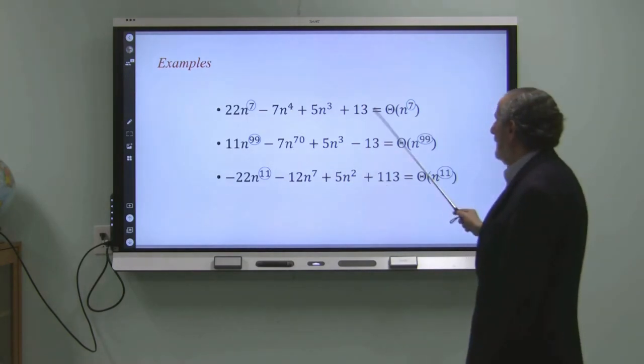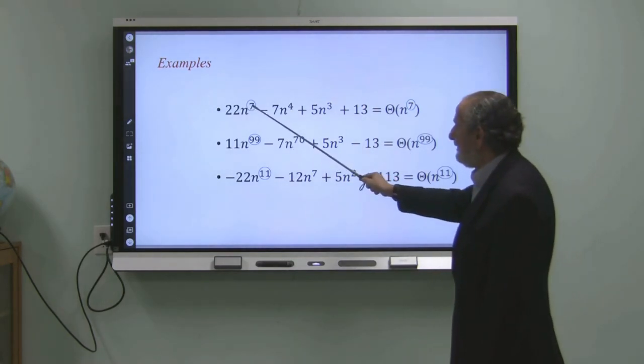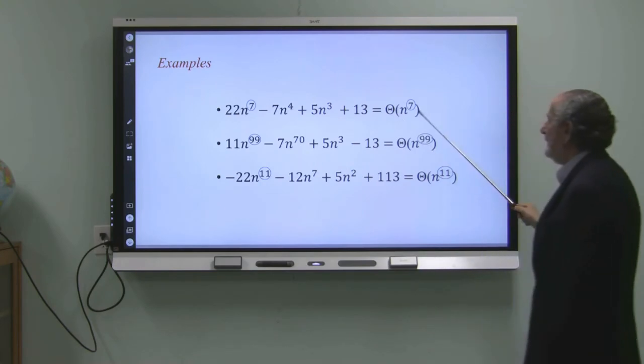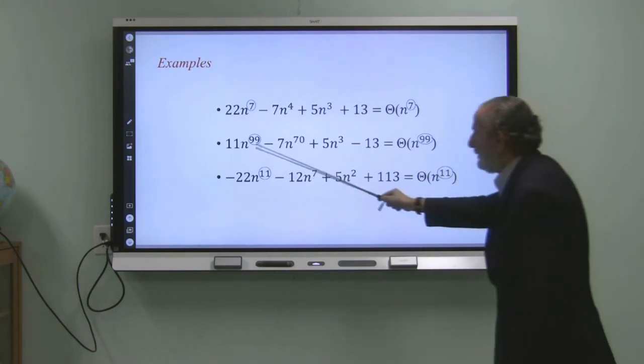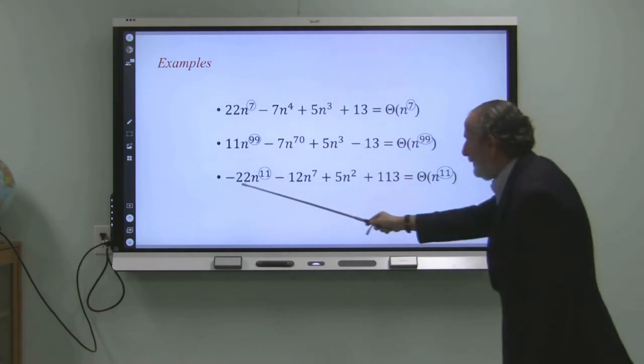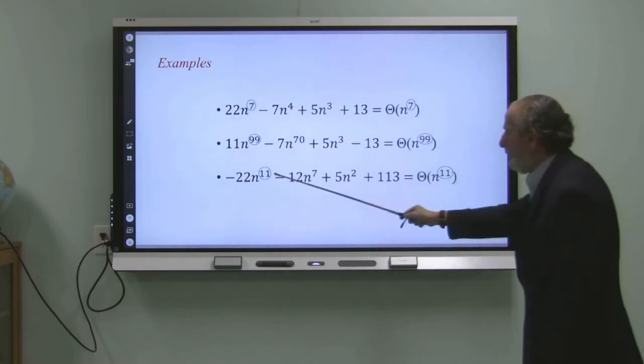This polynomial, I look at the highest power 7, so that would be big theta n to the power 7. This one here, big theta n to the power 99. This one here, big theta n to the power 11.